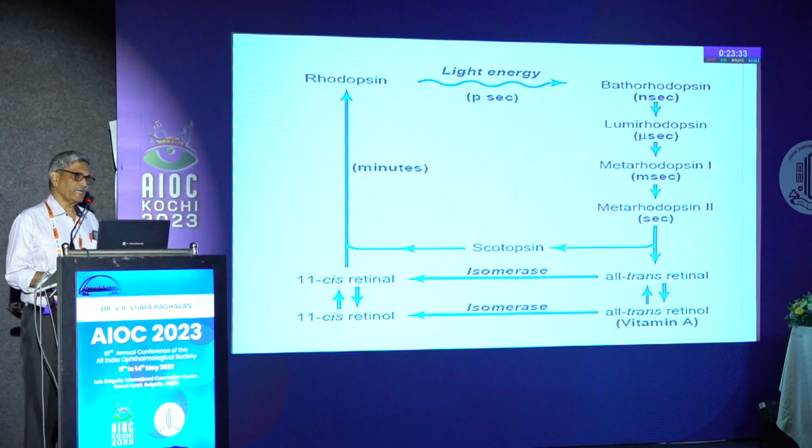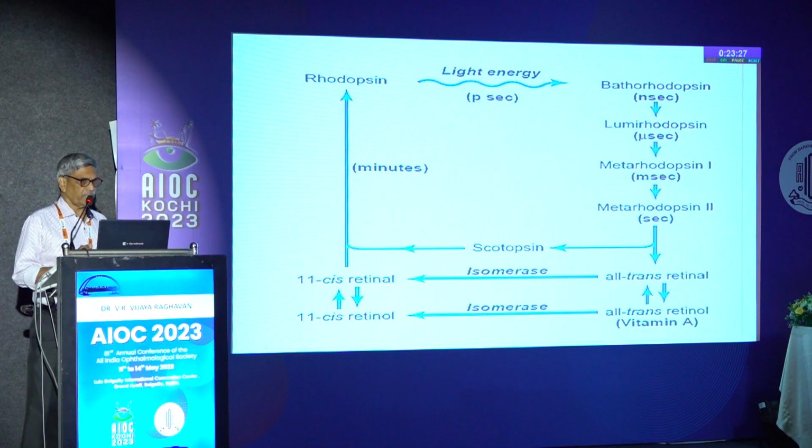This is the rhodopsin cycle I told you. When the light falls, it breaks into opsin and transretinal. In between, there are many steps like bathorhodopsin, lumirhodopsin, metarhodopsin 1, metarhodopsin 2. Then the trans form, then we have the cis form, again coming back to rhodopsin. This is the normal cycle we are supposed to know.